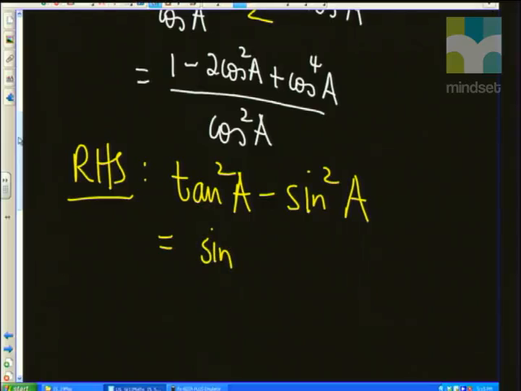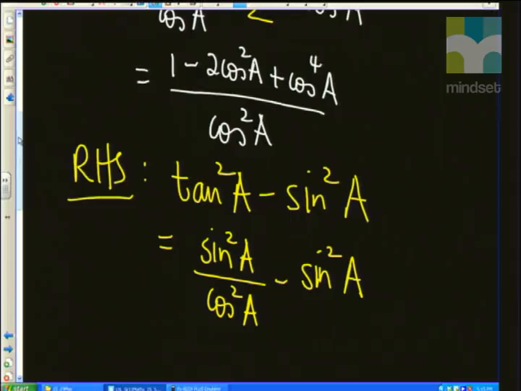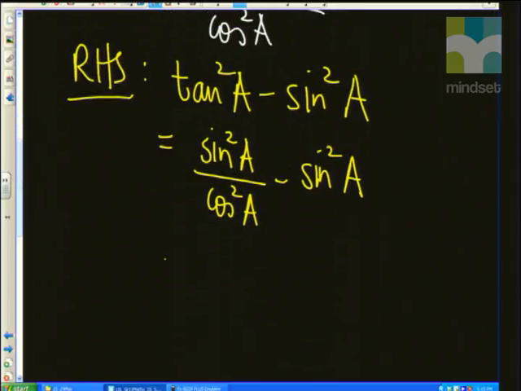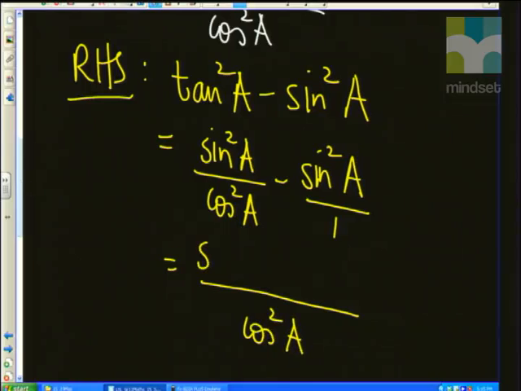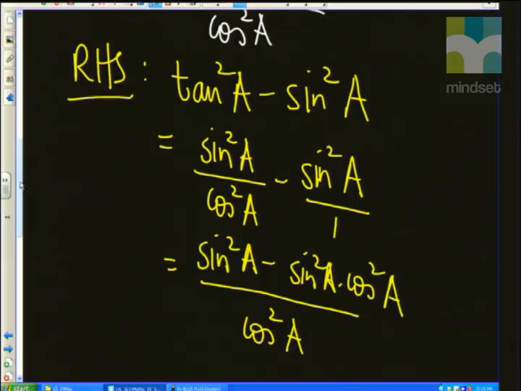Because I've got a tan squared, I'm going to get the numerator squared as well as the denominator squared. So that's cos squared A. And then I'm going to minus sine squared A. Right, then I've got 2 fractions, so that's over 1. So this is going to be cos squared A as a common denominator, and I'm going to get sine squared A minus sine squared A times cos squared A. So all I'm doing is adding fractions.